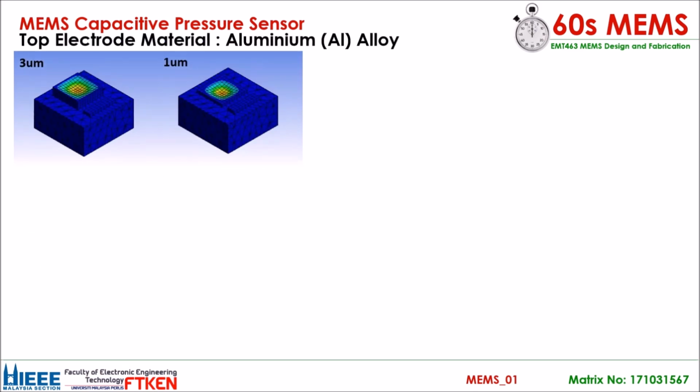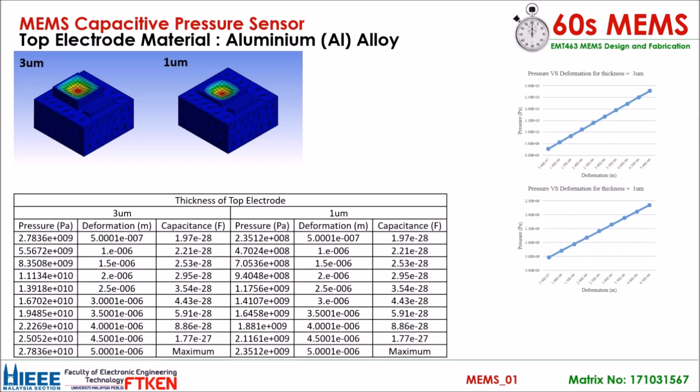I'm using aluminum alloy as the top electrode. This is the animation of the ANSYS simulation. There are two thicknesses of the top electrode being analyzed. First is 3 micrometer and second is 1 micrometer. Next, it shows the table and graph of the analyzed result.